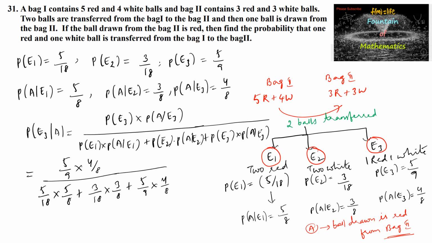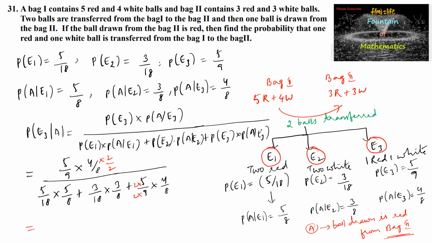For simplification purposes, we can just multiply and divide with 2 here. So in the denominator it is 18 into 8, and in the numerator also let us multiply and divide with 2, so that 9 2s are 18 into 8 in the denominator, and the numerator and denominator both get cancelled.